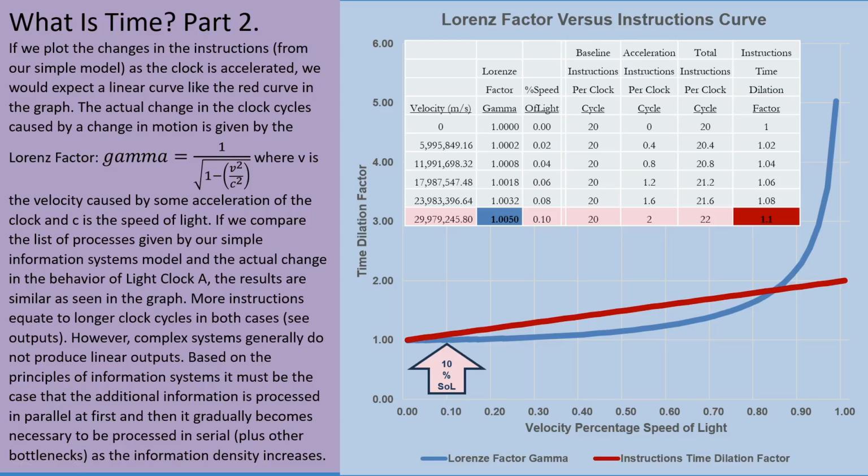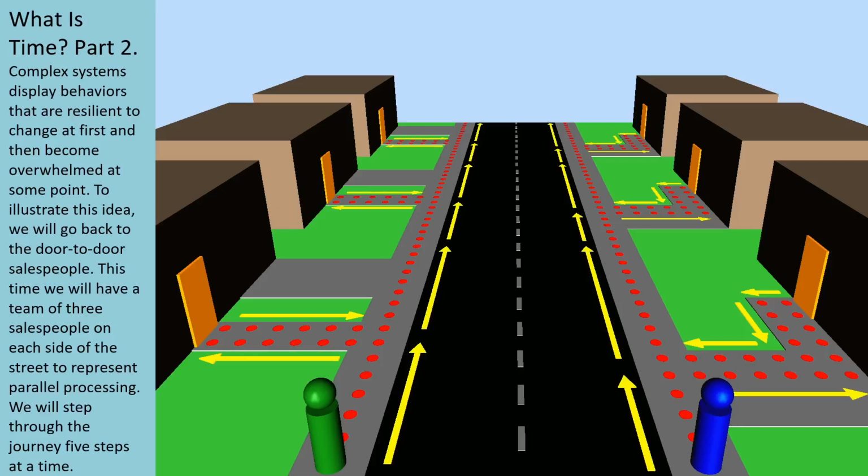They have to be processed in parallel. That's what it suggests. Complex systems display behaviors that are resilient to change at first and then become overwhelmed at some point. To illustrate this idea, we will go back to the door-to-door salespeople. This time, we will have a team of 3 salespeople on each side of the street to represent parallel processing. We will step through the journey 5 steps at a time.